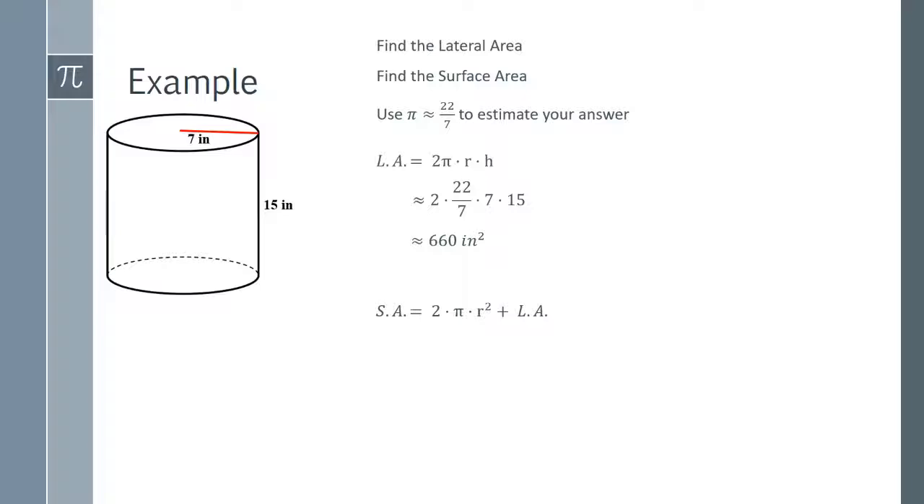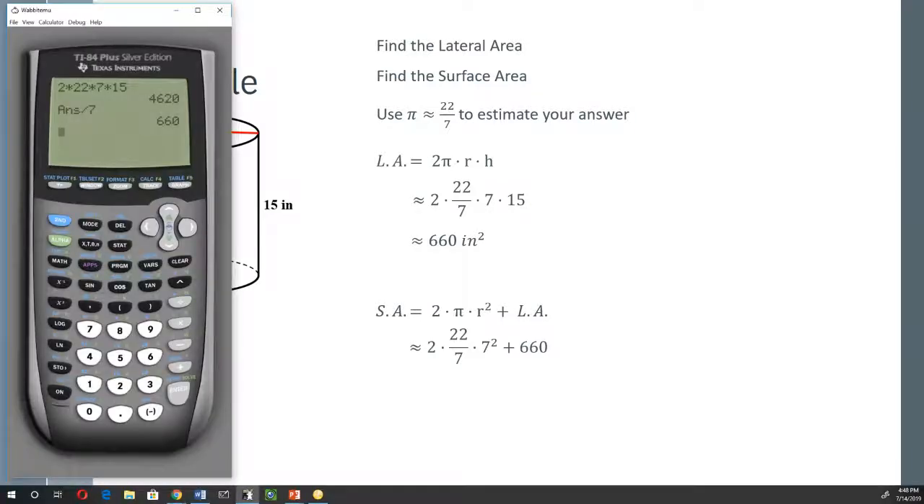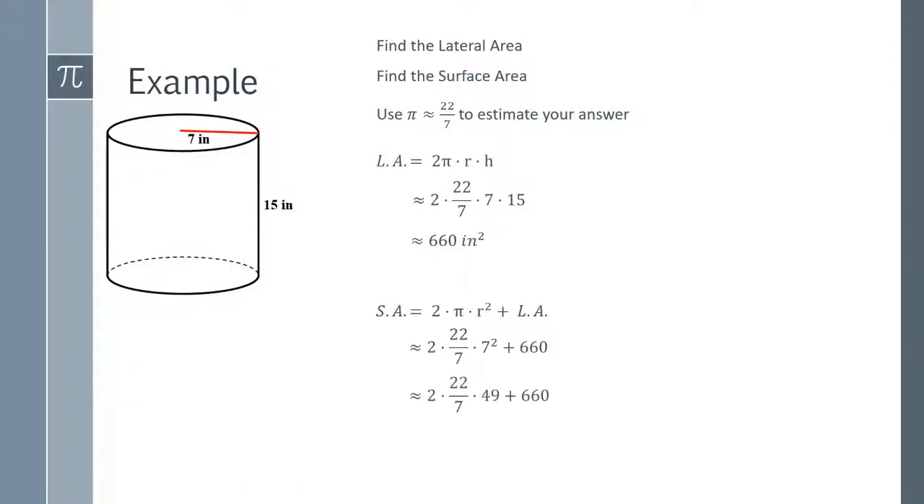Now let's find the surface area. Well, the surface area is 2 times pi times radius squared plus that lateral area we just found. So again, we're going to use 2 times 22/7 times 7 squared. Again, pull out that calculator. Don't be afraid to use your calculator. So we got 2 times 22 times 7 squared. That's going to equal that. We're going to divide by 7. And look at that. We got 308 plus 660. So our surface area here for this cylinder is approximately 968 inches squared.